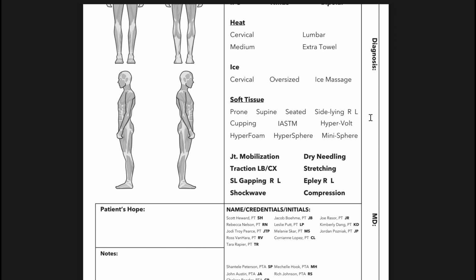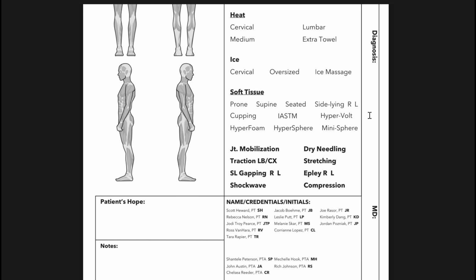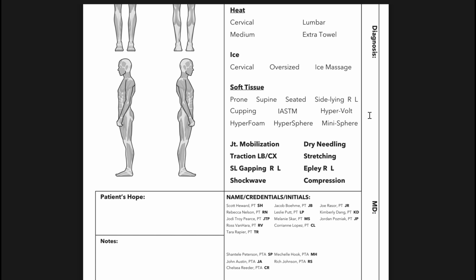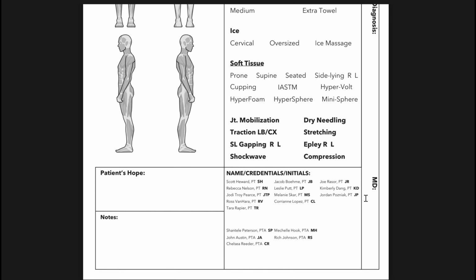Below is their diagnosis. This tells you the main concern the patient's coming in for. It could tell you the location of their pain. It could tell you that they're coming in for dizziness or for weakness or for balance issues or for challenges with their pelvic floor. This will give you a sense as to what type of patient is coming in. And the MD refers to the provider who referred the patient to our facility.